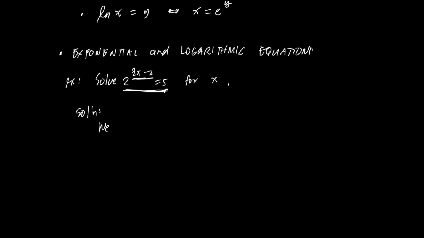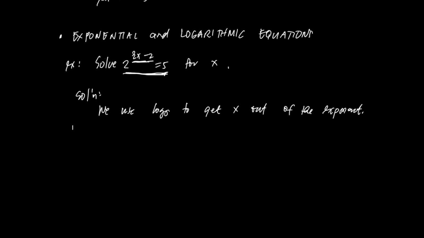Okay? We use logs to get x out of the exponent. So how do we do that? We have 2 to the 3x minus 2 equals 5, which is equivalent to log of 2 to the 3x minus 2 equals log 5.